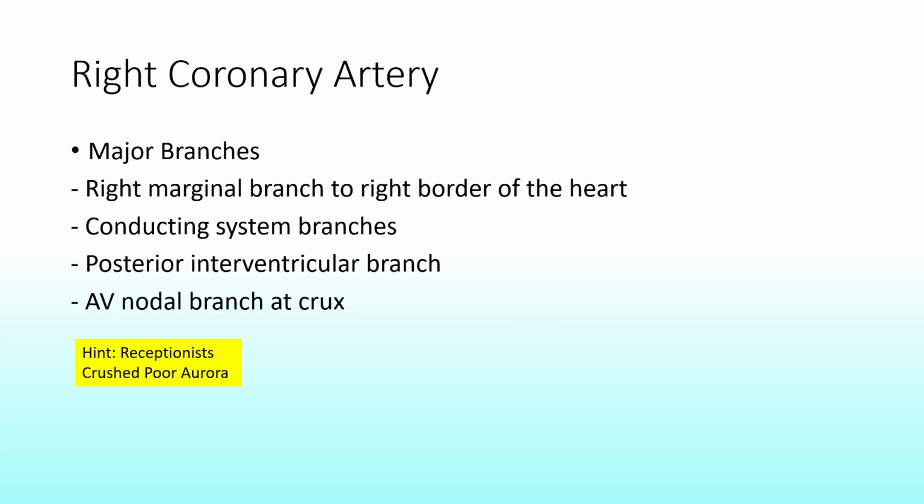The right coronary artery passes between the right auricle and the pulmonary trunk. We have major branches, which include the right marginal branch, the right border of the heart, conducting system branches, the posterior interventricular branch, and the AV nodal branch at the crux. A hint that I like to use is "receptionist crust pore aurora."